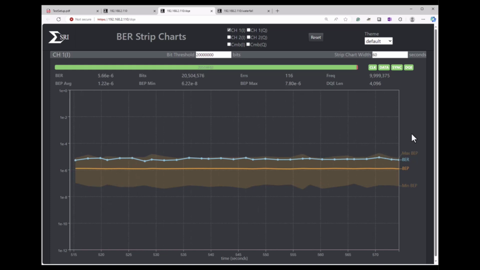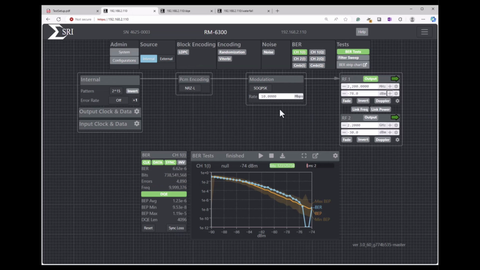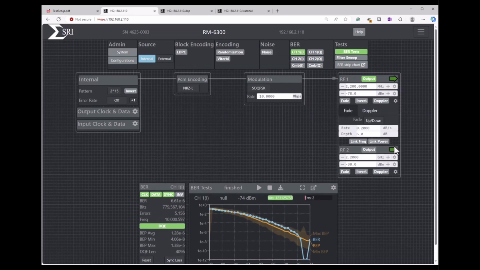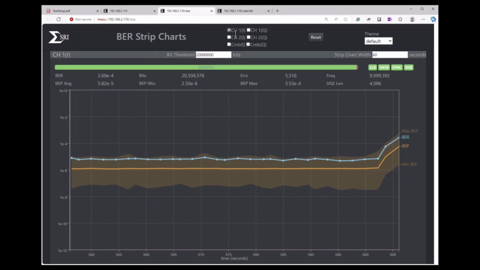So now we have this as what you might call a static channel. Let's add some impairments to it. In this case, we're starting with our 78 dBm signal, and we will introduce a fade at a depth of 6 dB at a rate of 0.2 dB per second. So we should start to see, now we'll configure the fade here, we'll turn that fade on, and come back to our chart here, and now we're starting to see that fade.